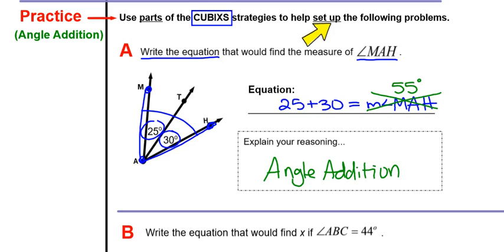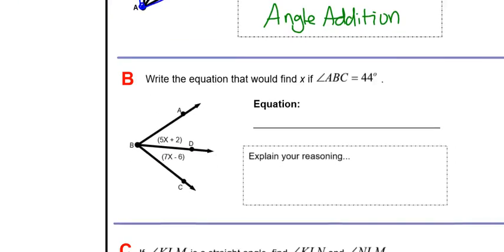This is your basic example of angle addition. We have a part, and we have a part, and we have a whole thing. Let's try the next one.